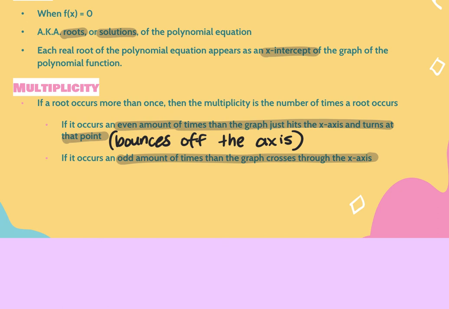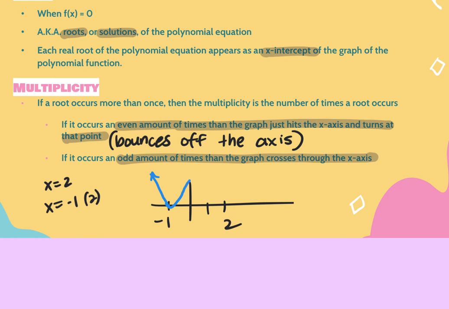So if I had x equals 2 and x equals, let's say, -1, and that happens twice, then I would have a -1, a +2. My end behavior could be whatever it is. Let's say it goes up to the left. If it hits that -1 and that happened twice, it's going to bounce off it. It's going to come back down. And because 2 only happens once, it would cross through it. So an even number of times it's going to bounce. An odd number of times it's going to cross through.